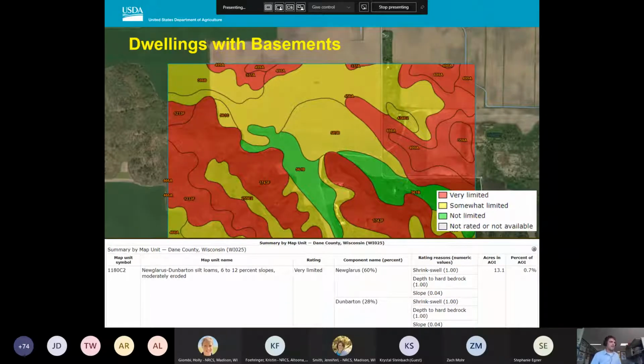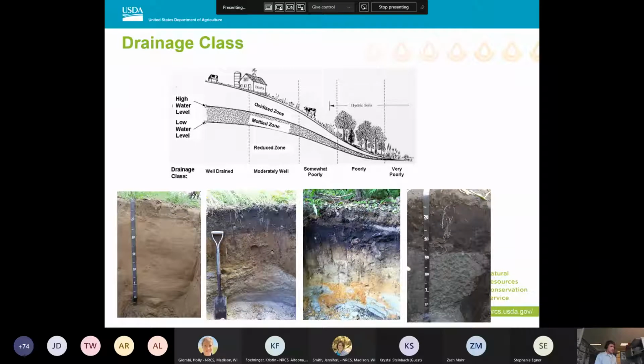But for each map unit, you can look at the rating for each soil in that map unit, and then also look in a column and see why it was rated as such. You can see this first soil that we're looking at is very limited because of shrink swell potential and because of depth to hard bedrock. Typically, the higher the number in that rating reason, the more influential it was on making that determination of the rating. So we start off with a really simple one.